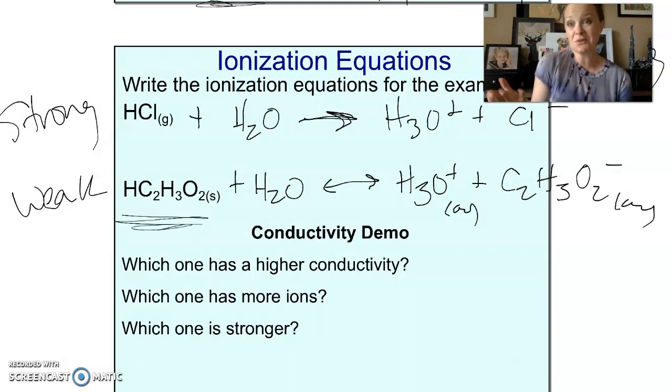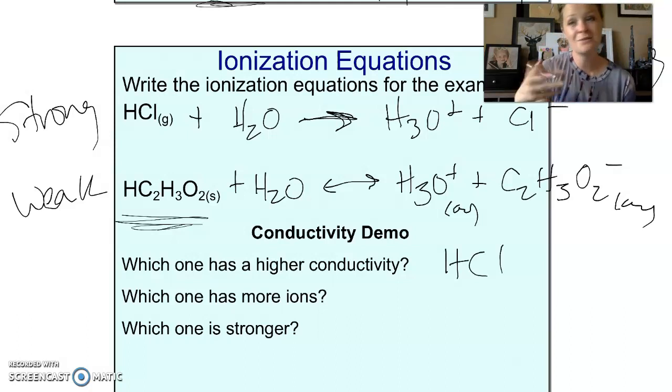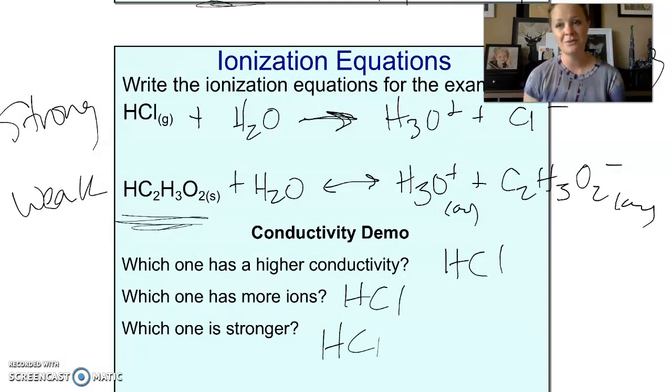So which one would conduct electricity better if we had the same molarity of acid? HCl would. Why? Because it'll make more ions, because it's strong. Strong things, all of them form ions. I'm going to write HCl, and I'm also going to write HCl. I would have done this in front of you, and we would have gone, oh, wow, magical.